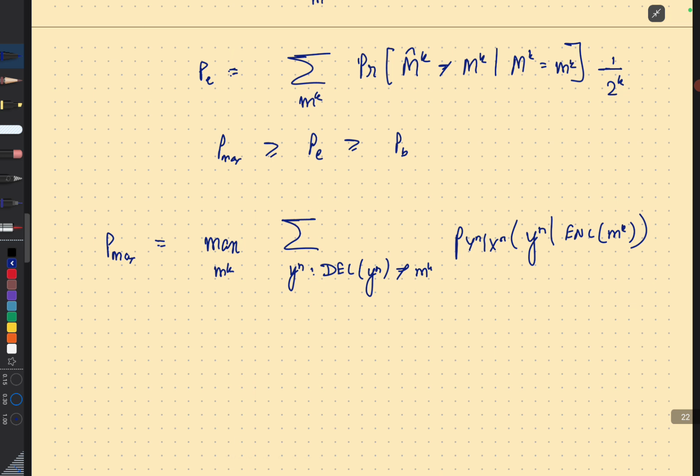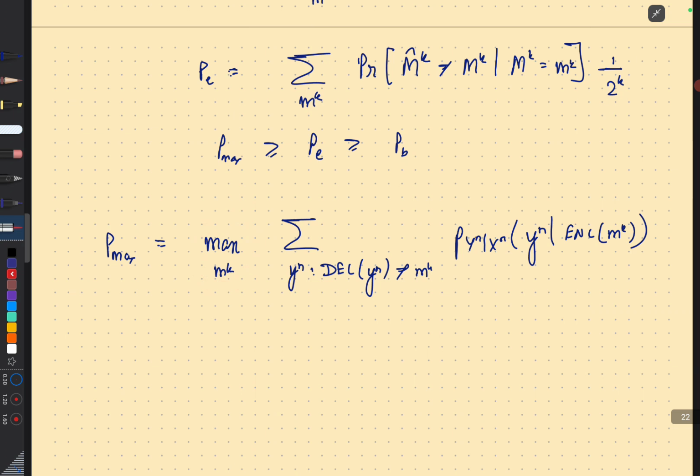So this quantity is the probability that there's an error because this particular message was transmitted. Given that this particular message was transmitted, what is the probability that that message is decoded incorrectly? And you take the maximum, the worst case message that can possibly be transmitted. In contrast, for the average probability of error, you take the average over all of those conditional probabilities of error for each possible message.